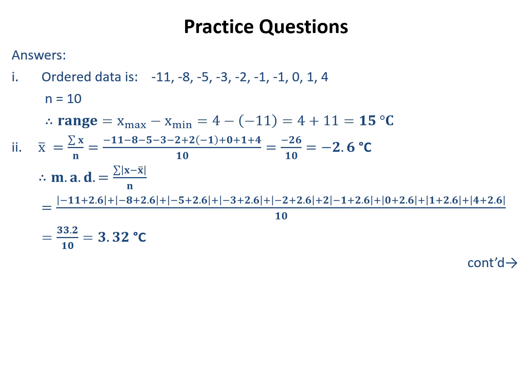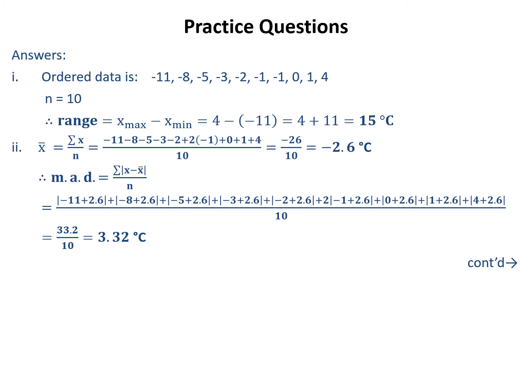Now to calculate the range, we simply take x max minus x min, which equals 4 minus negative 11, or 4 plus 11, which equals 15 degrees Celsius. Next, we calculate the MAD.